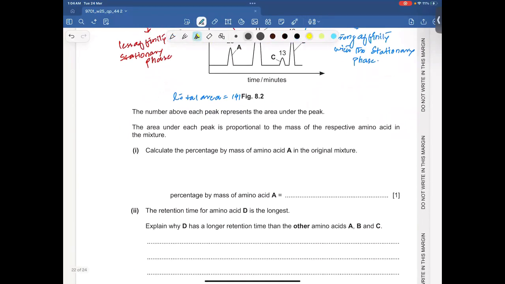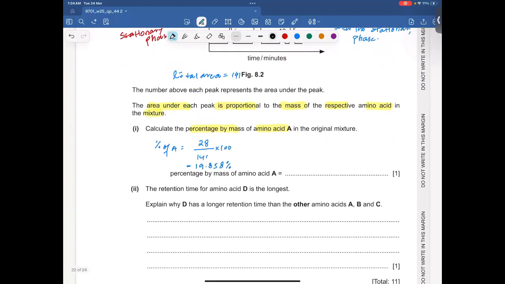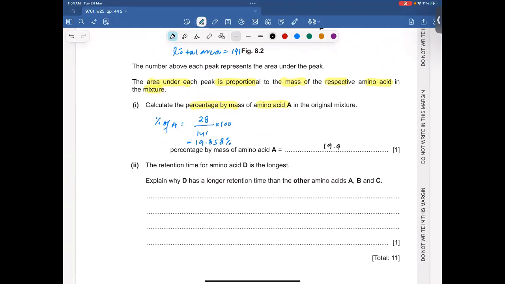All right. The area under the peak gives the information about the proportion of substance present in the sample mixture. Calculate the percentage by mass of amino acid. Okay, percentage of A is basically area of A, which is 28, divided by total area, which is 141, into 100. So 28 divided by answer into 100 is going to be 19.858%. So percentage is going to be 19.9%. Okay.